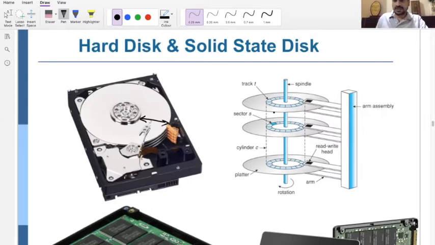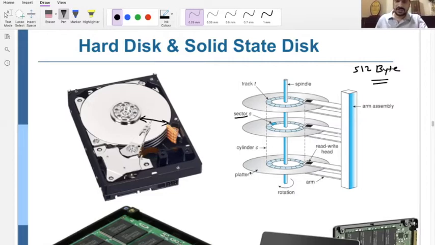If we make a circle in the disk, that particular circle is called a track. Inside the circle, if we further divide that circle, that is called a sector. So you can see the sector is the smallest part where we can store the data. 512 bytes is the sector size, and this is the size of the block which is used to store in the hard drive. This is the smallest part.